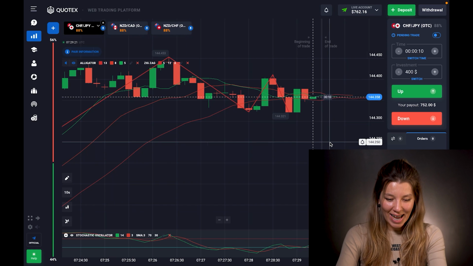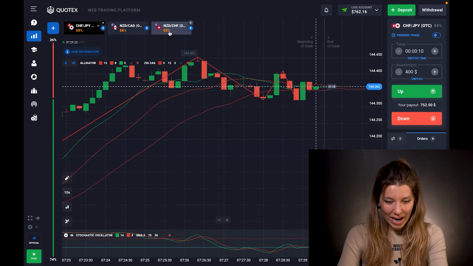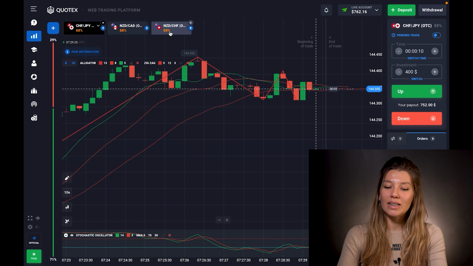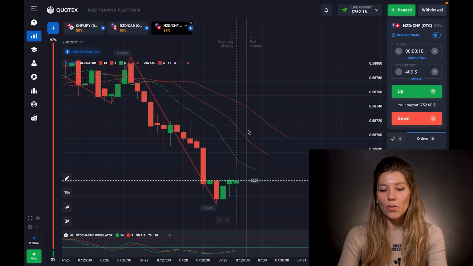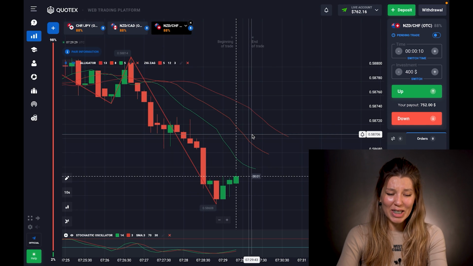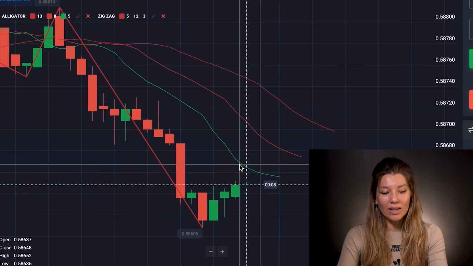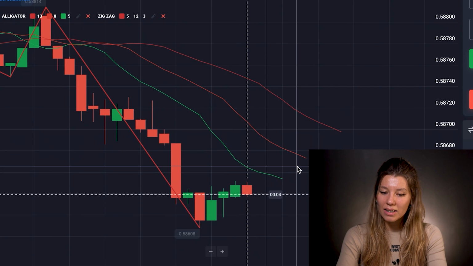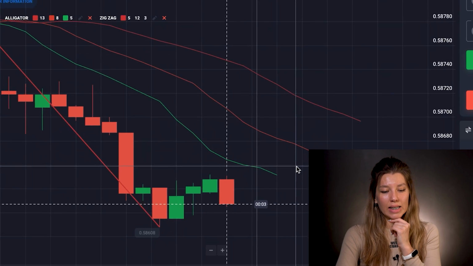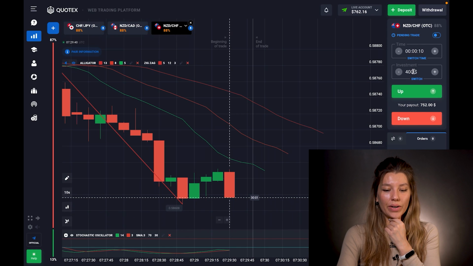So let's see the third currency, New Zealand dollar and Swiss franc. I'm really interested in how the situation is going there. Oh, I love this situation where alligator lines are diverging and looking down. But the same green candles appear. Okay, stochastic is looking up. This is very, very interesting.